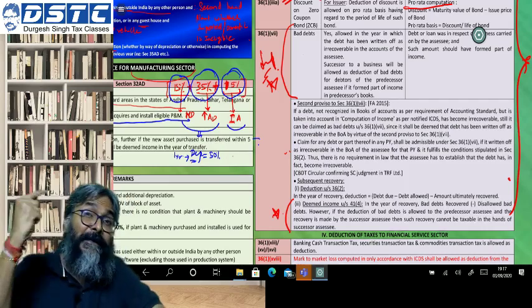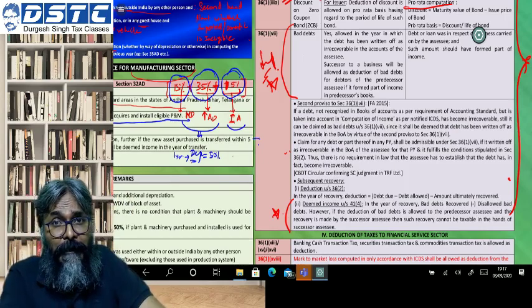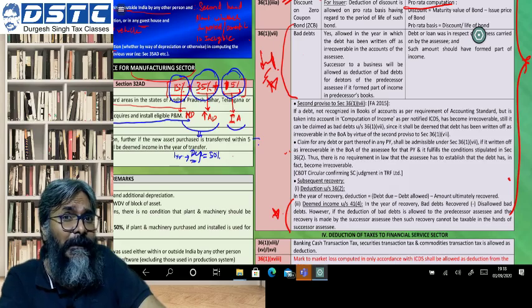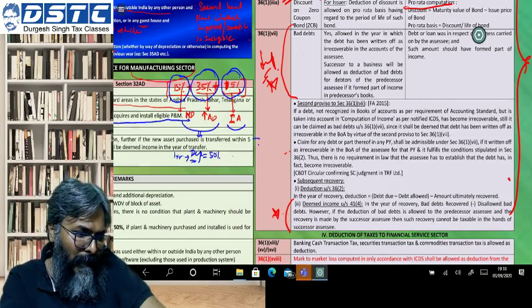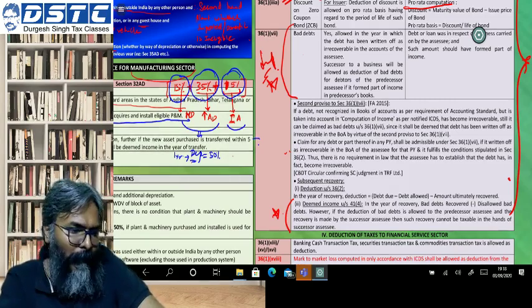And after that, after the asset is put to use, whatever interest expenditure is incurred will be allowed to you as a deduction. Now, after this one, students, 41 subsection 4, herein.